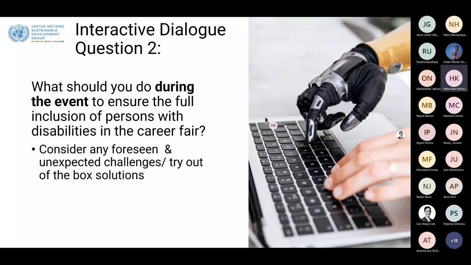So now we come to the next interactive question that we are asking you. What measures do you think need to be taken during the event? Feel free to share with us your ideas. We also have a hand raised from you, Yumiat Moon. If you'd like to unmute yourself, please go ahead.